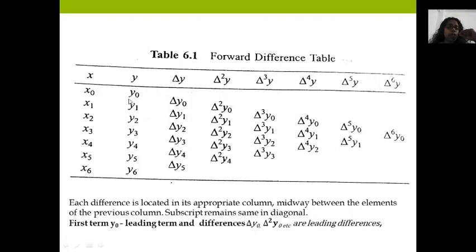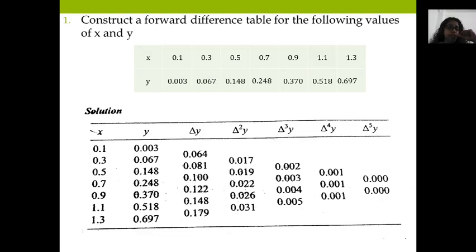And this y0, the first term in the table, is termed the leading term. And the differences delta y0, del square y0, etc. are known as leading differences. These two terminologies you just remember, that's all. The first term y0 is termed the leading term and the differences are termed leading differences. I hope you understood the table and the operator, the forward difference operator, its general form and this tabular form. So let's do an example, then it will be much easier for you.